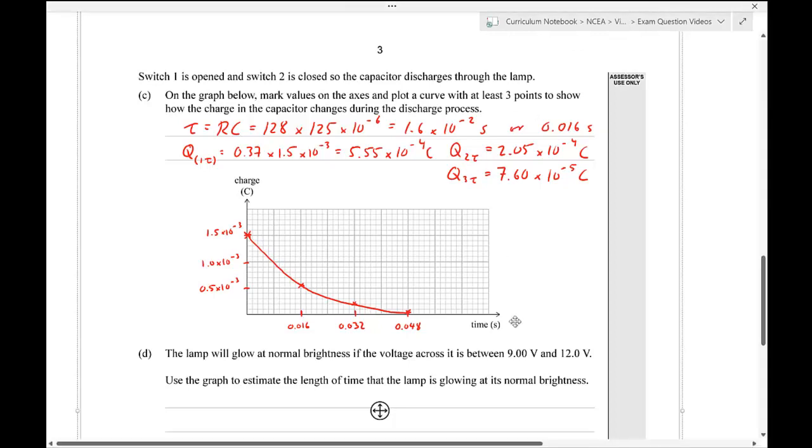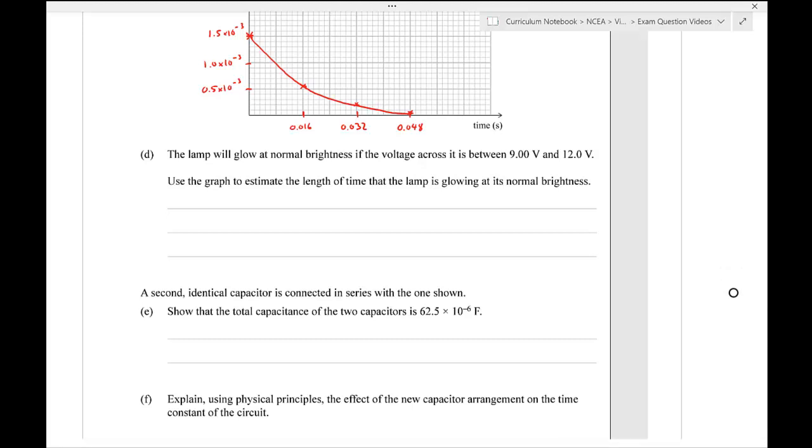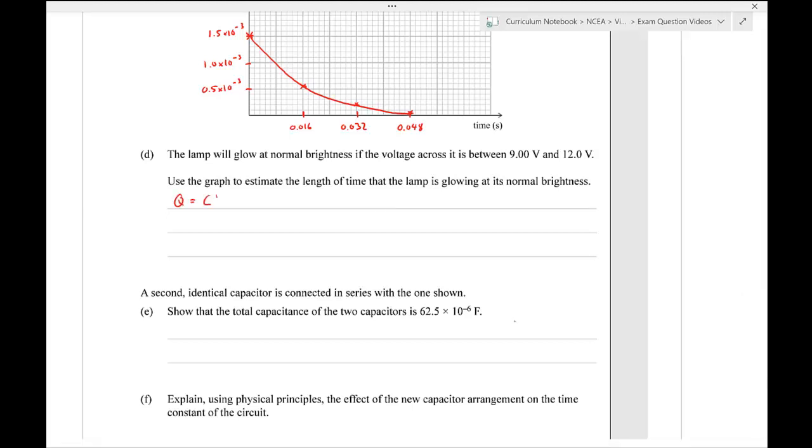Okay, so that's good. The lamp will glow at a normal brightness if the voltage across it is between 9 volts and 12 volts. Use the graph to estimate the length of time that the lamp is glowing at normal brightness. Okay, so we're going to need to work out what charges those 2 voltages correspond to. So we can say Q is equal to CV.